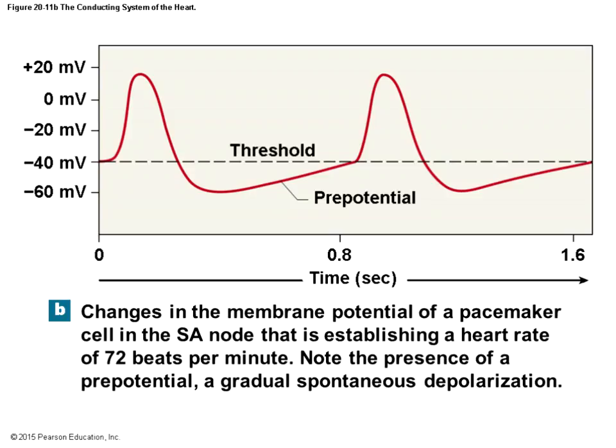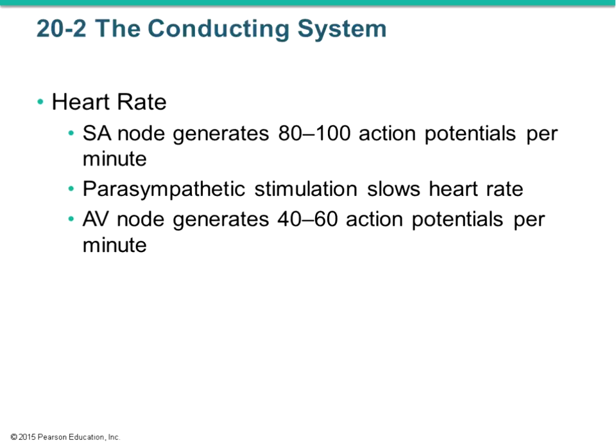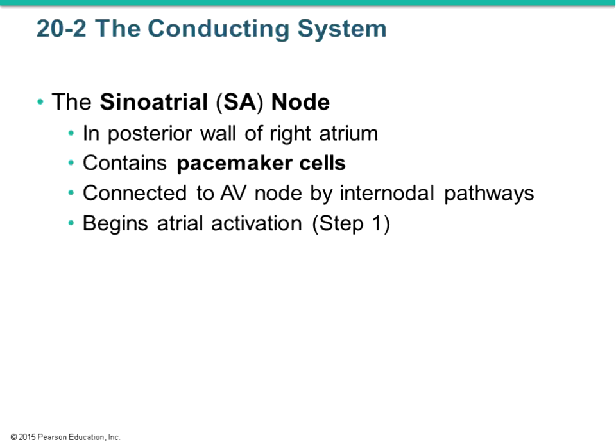Okay. All right, so this again shows the depolarization that's occurring, starting at threshold, and then repolarizing back to normal resting potential. Okay, so the heart rate is stimulated by the sympathetic division, right, and the parasympathetic stimulation is what's going to slow heart rate. So we'll talk a little bit about that.